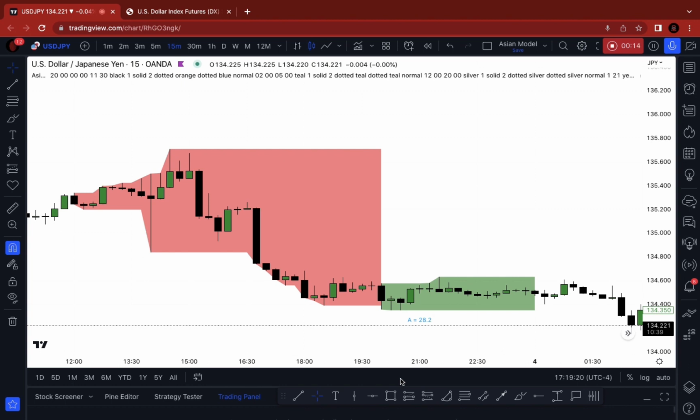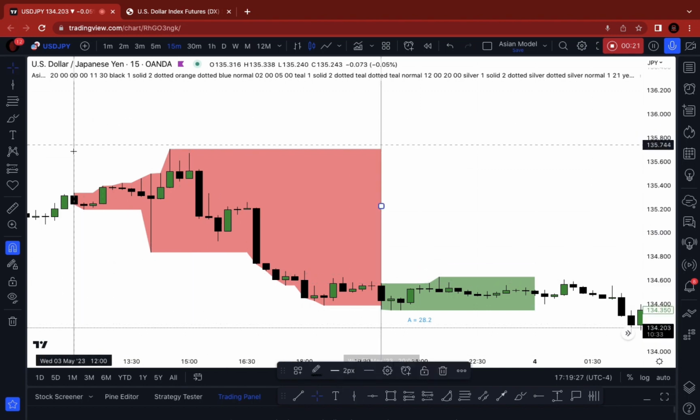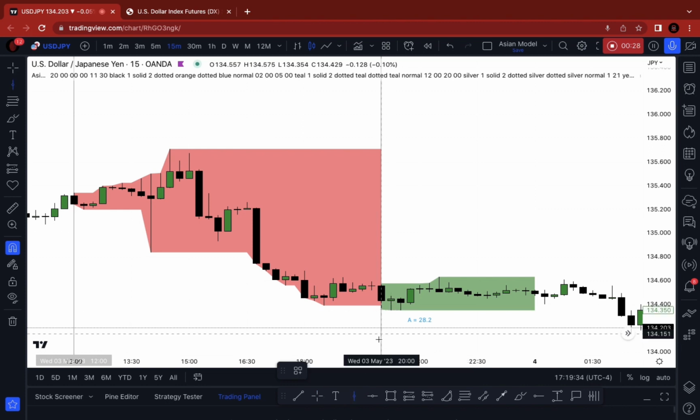So all in all, what we normally do is we mark off our swing highs and swing lows that form during the New York lunch session. That's the red highlighted area here, 12 p.m. to 8 p.m. The green highlighted area is the Asian Session, 8 p.m. to midnight.